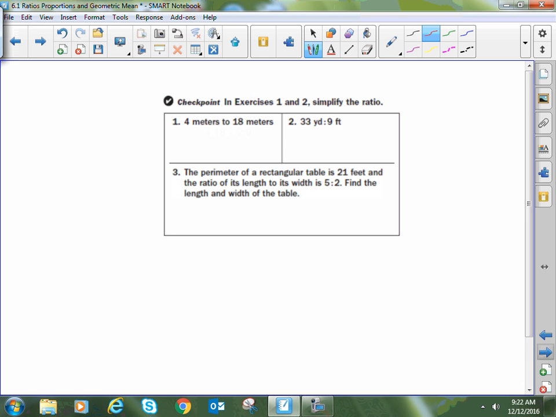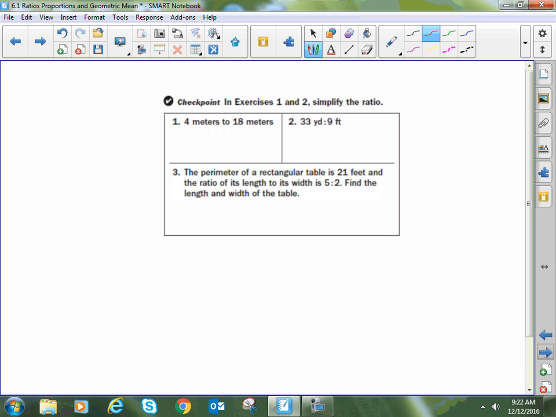So at this point here, guys, go ahead and pause the video, answer these 3 questions, simplify the ratios, and basically do the perimeter problem one more time. Find the length and width of the table. And when you have your answers, go ahead and hit play and come back and see how you did compared to my answers.